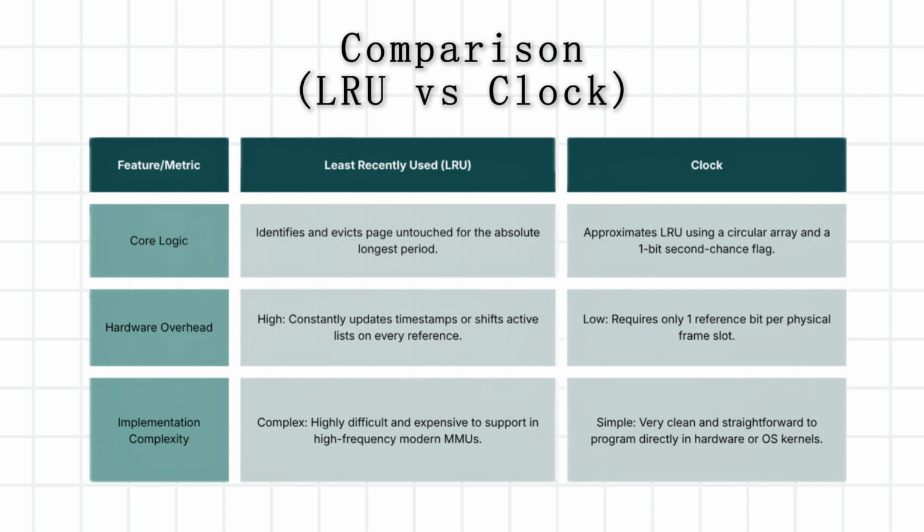Finally, for implementation complexity, pure LRU is highly complex and financially expensive to support in high-frequency modern memory management. The clock algorithm provides a beautiful alternative. It is simple, clean, and straightforward to program directly into hardware or OS kernels. Ultimately, while LRU is a great theoretical goal, the clock algorithm is what makes efficient page replacement practical in the real world.